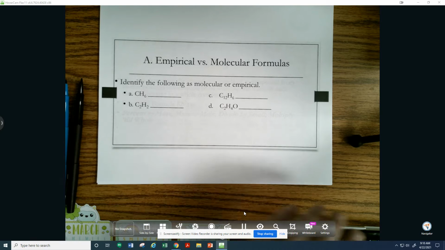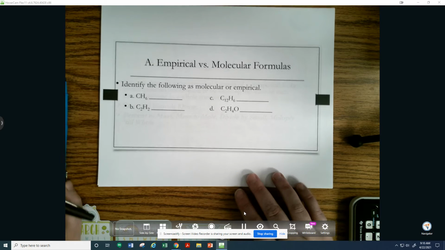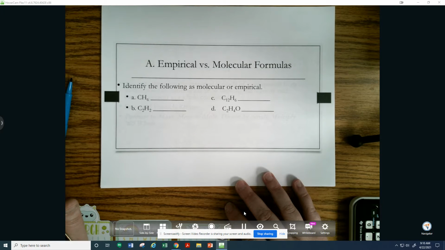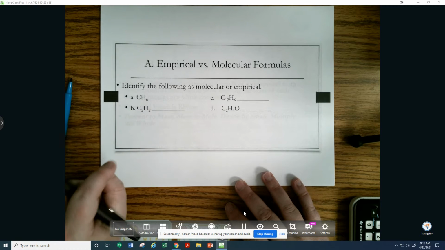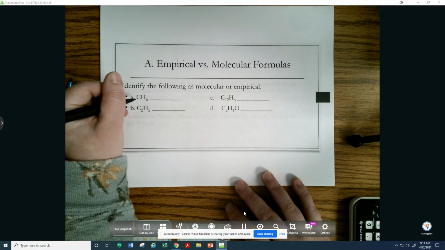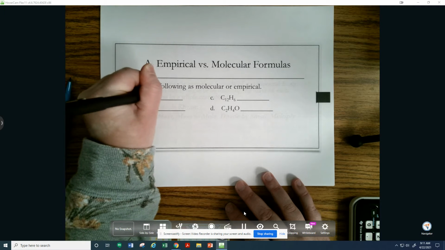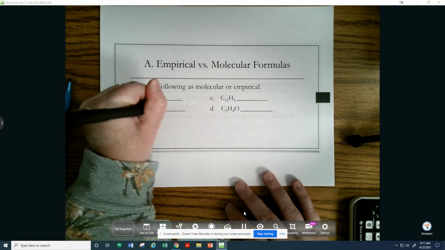Before we get into the actual calculations, I just want you to understand the difference between the two and how to determine if these formulas are empirical or molecular. When you look at this, we have CH6, you have to determine if it can be simplified or not. Well, 6 can be reduced, but 1 can't, and we can't simplify those down and keep whole numbers. So this is the lowest ratio we can have. For every 1 carbon, there's 6 hydrogen, so this is definitely an empirical formula. For letter B, it's a 2:2 ratio, and again, you can simplify both of them, so it's a 1:1 ratio, so that is a molecular formula.